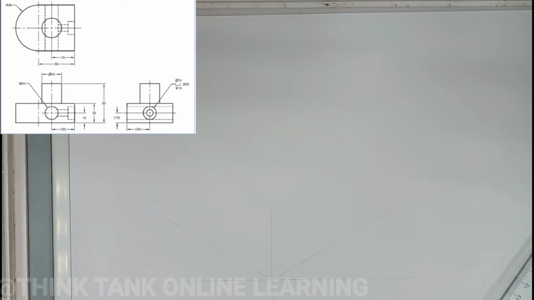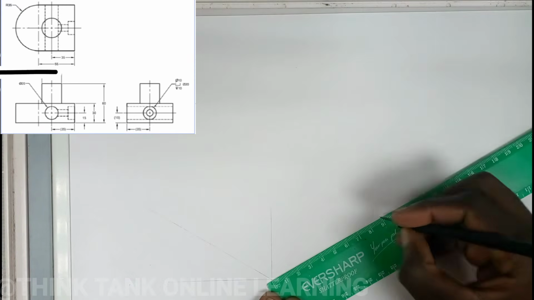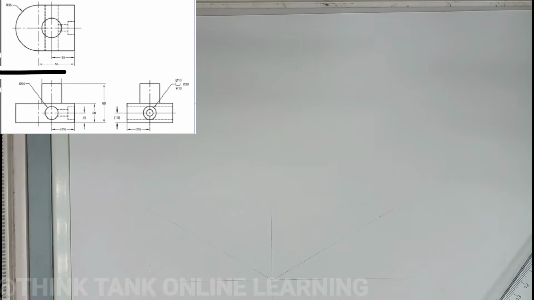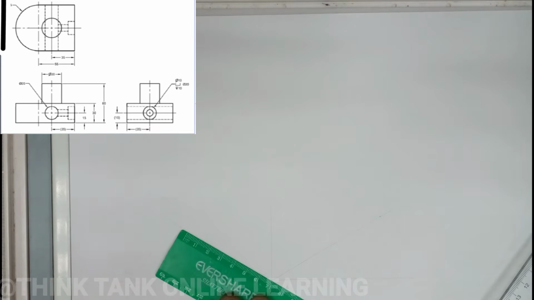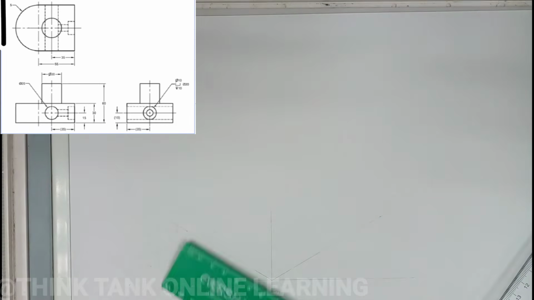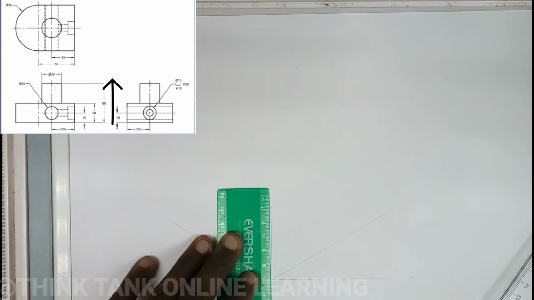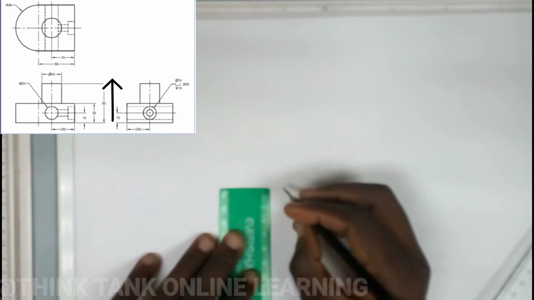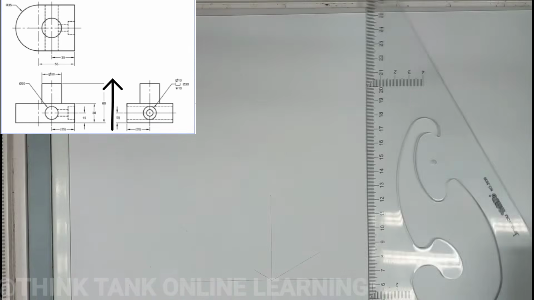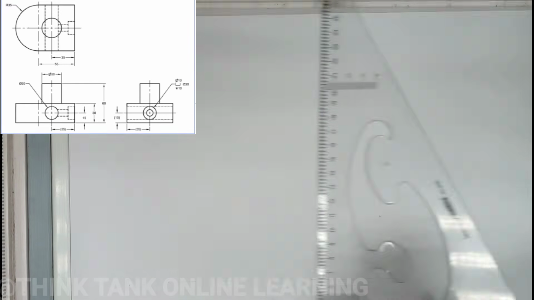The length is 35 plus 55 from the plan, and 35 plus 55 is 90. So I'm going to measure 90 here. Then the width is the diameter of the same circle on the plan: the radius is 35, times 2, so the diameter is 70. Then the height is 60 from the front view. After doing that you construct your isometric box.